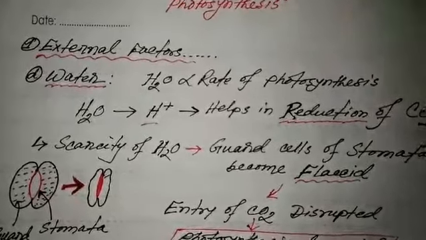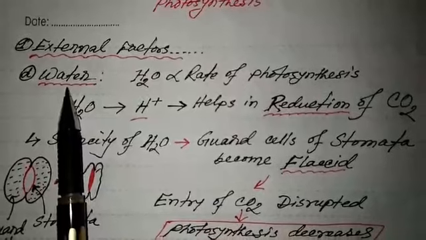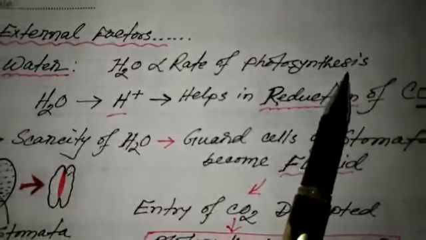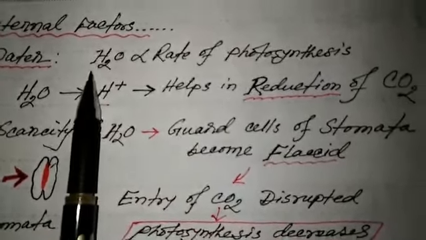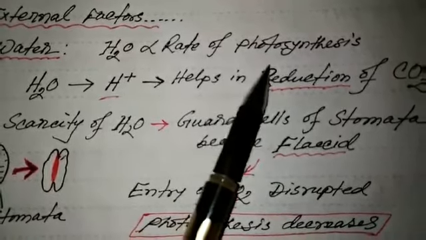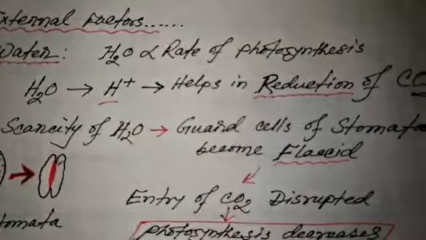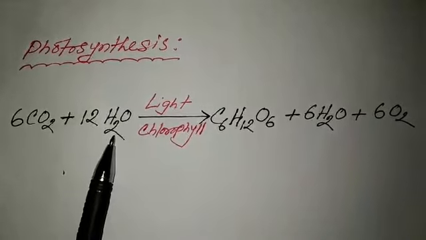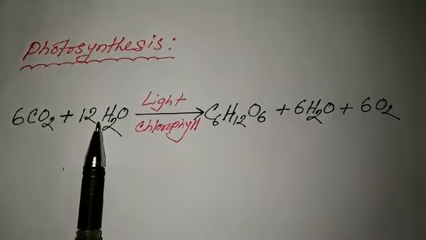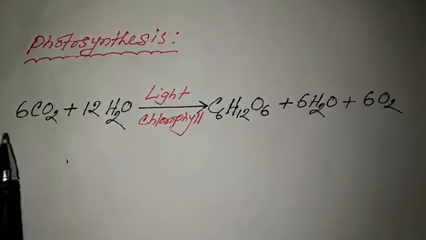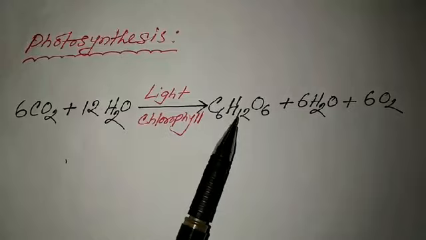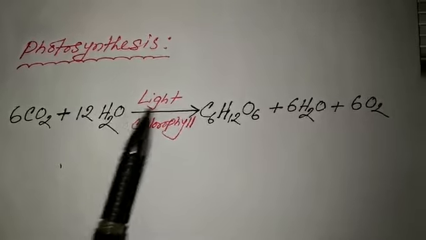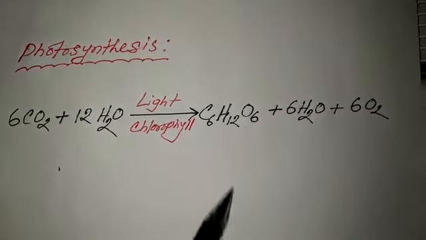Okay, our next external factor is water, and we can say water is directly proportional to the rate of photosynthesis. That means if water is increased, then photosynthesis will also be increased, because as you see, water is a direct reactant of photosynthesis. We know the principle of reaction is, if the reactant is increased, then the product will be increased. So as water is the reactant, if water is increased, then the product, that means glucose, will also be increased.